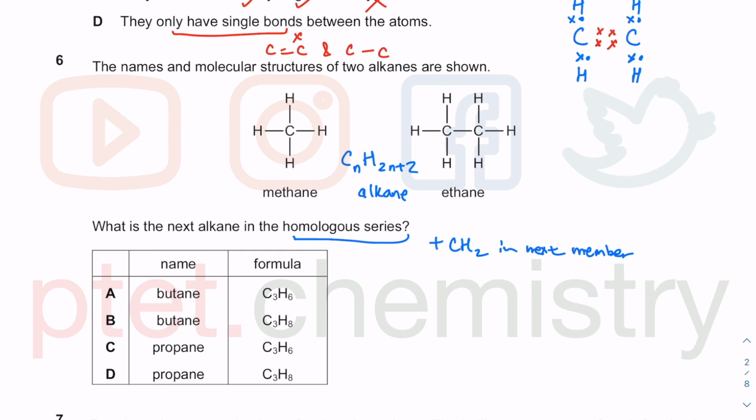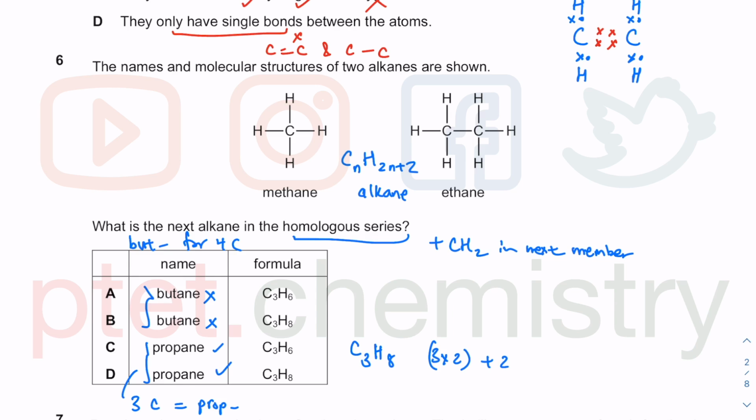So the next one will not be bute. Bute is actually for 4 carbon. Therefore, we're looking for prop. Prop is 3 carbon. So that one has the prop in the name there. So C3H8 because 3 times 2 plus 2, that is 6 plus 2, that is 8 there.